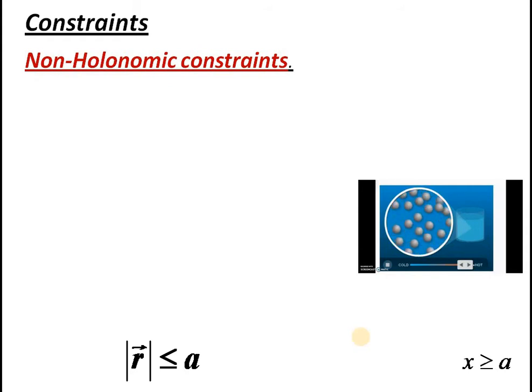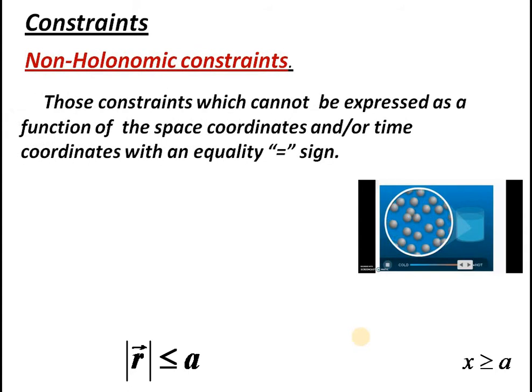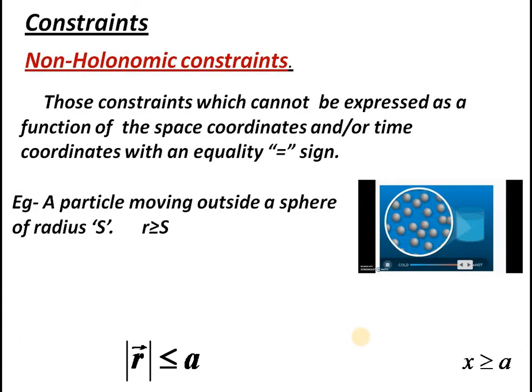So far we were discussing only holonomic constraints, and there are non-holonomic constraints too. What is special with the non-holonomic constraint? In non-holonomic constraints, you cannot express the constraints with an equality sign. The constraints which cannot be expressed as a function of the space coordinates or time with an equality sign are called non-holonomic constraints.